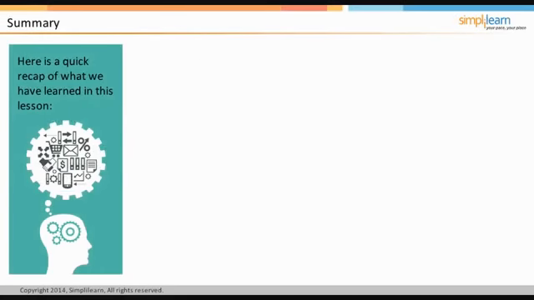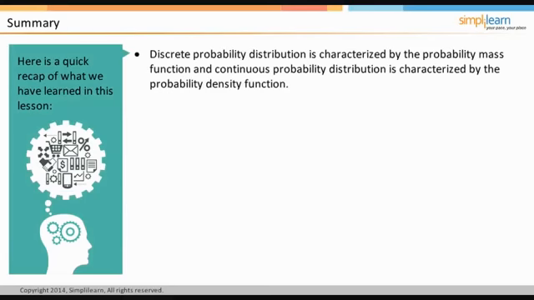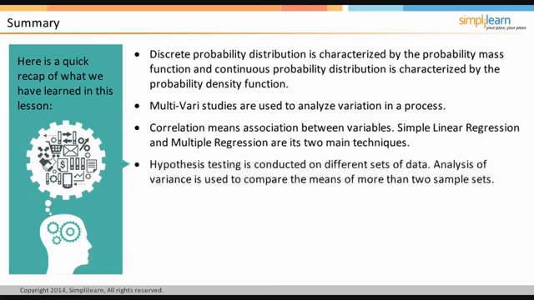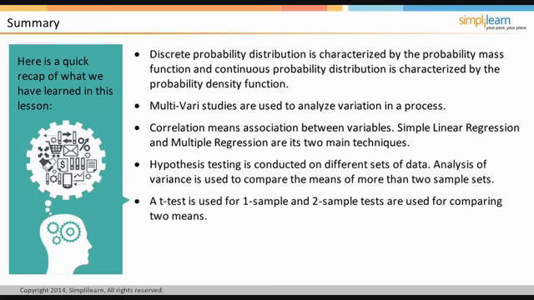Let us summarize what we have learned in this lesson. Discrete probability distribution is characterized by the probability mass function, and continuous probability distribution is characterized by the probability density function. Multivariate studies are used to analyze variation in a process. Correlation means association between variables. Simple linear regression and multiple regression are its two main techniques. Hypothesis testing is conducted on different sets of data. Analysis of variance is used to compare the means of more than two sample sets. A t-test is used for one sample, and two sample tests are used for comparing two means.